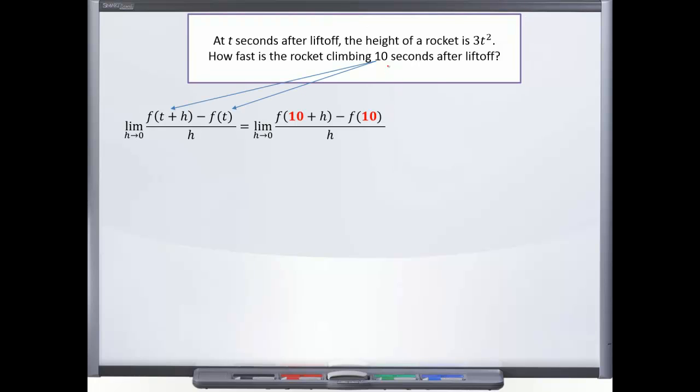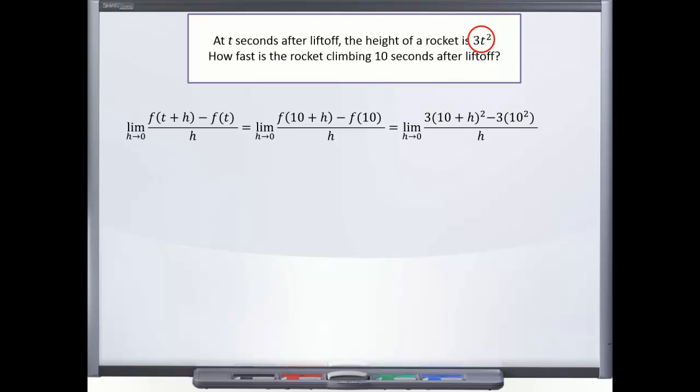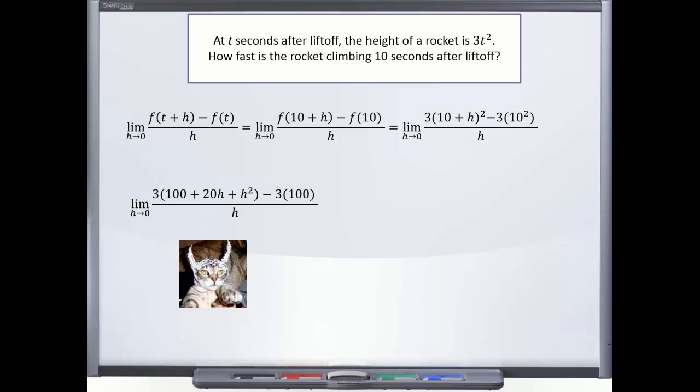I can see that I'm going to plug in 10 for my t, for my time. And then I take my function and I plug in where you see a t. Notice I plugged in my t plus h. And where you see a t, I plugged in 10. And now away I can go. So my first step, I know you remember FOIL, right? Because that would make this kitty very unhappy. So if you look at this and you're going, how did she, what happened?